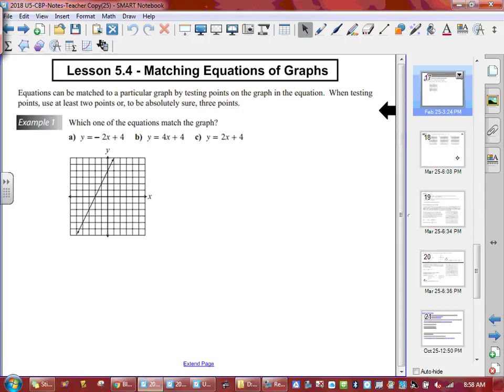Okay, this is Unit 5 lesson 5.4, our final matching. So, when we're going to match equations, there are multiple different strategies we use. The first strategy we're going to use is to always look for the start point.